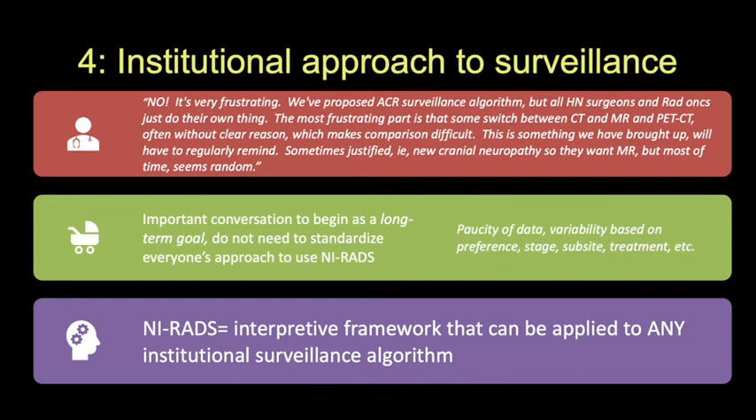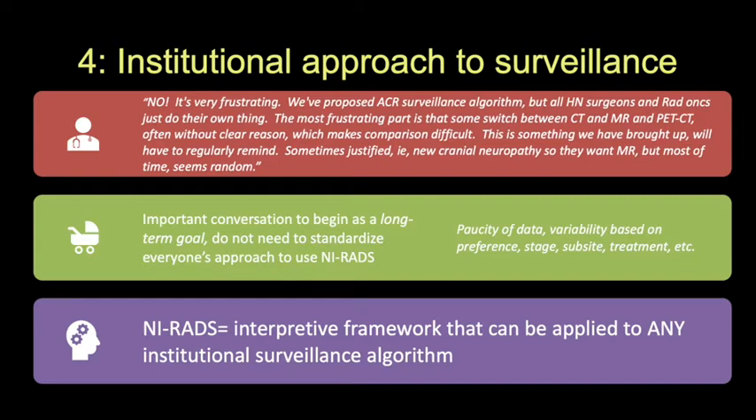Institutional approach to surveillance. Most of you responded no, and this was one comment. It is very frustrating. We've proposed the ACR surveillance algorithm, but our head and neck surgeons and radiation oncologists just do their own thing. The most frustrating part is that some switch between CT and MR and PET-CT, often without clear reason, which makes comparison difficult. This is something we've brought up. We'll have to regularly remind. Sometimes it's justified, i.e. a new cranial neuropathy, so they want an MRI, but most of the time it seems random. If you can identify with this comment, you're in good company.